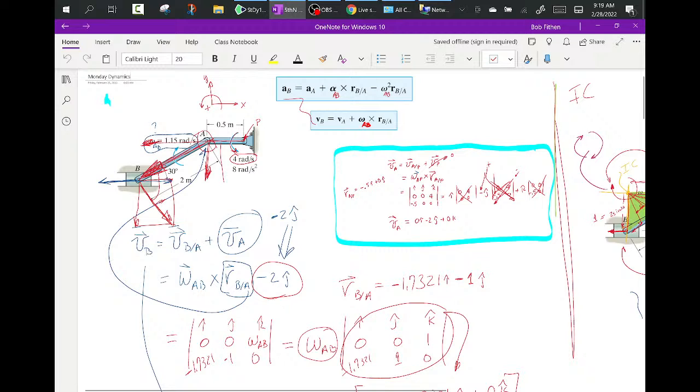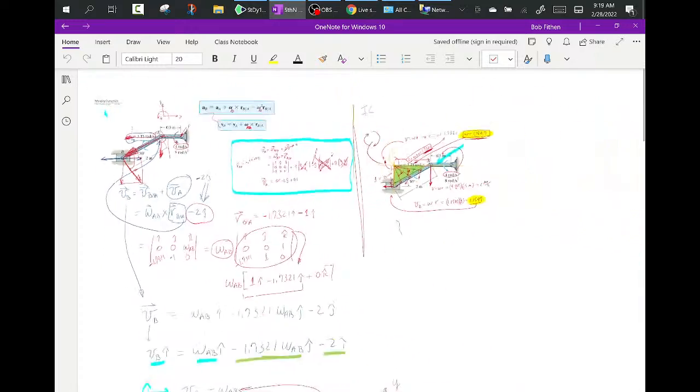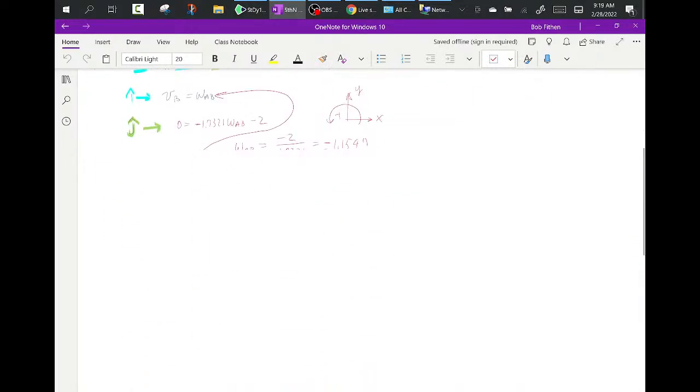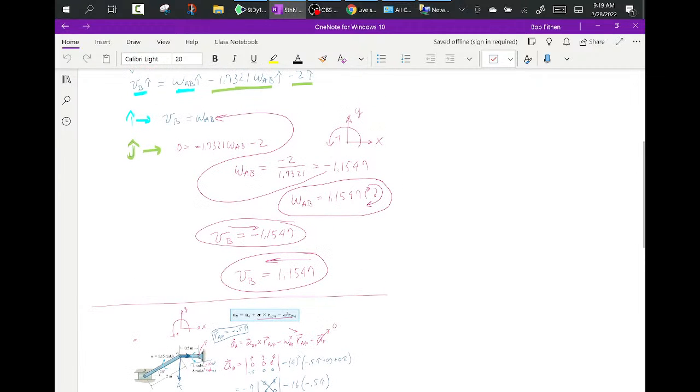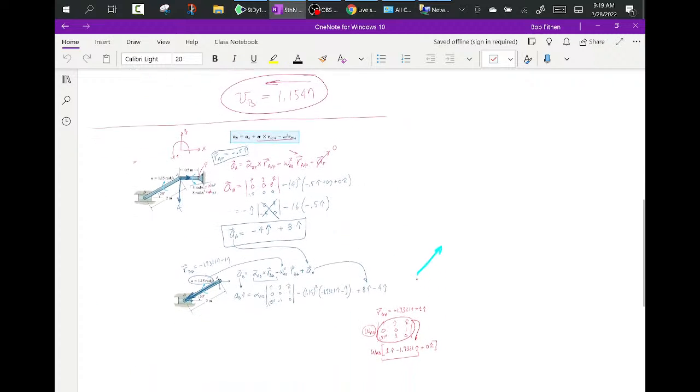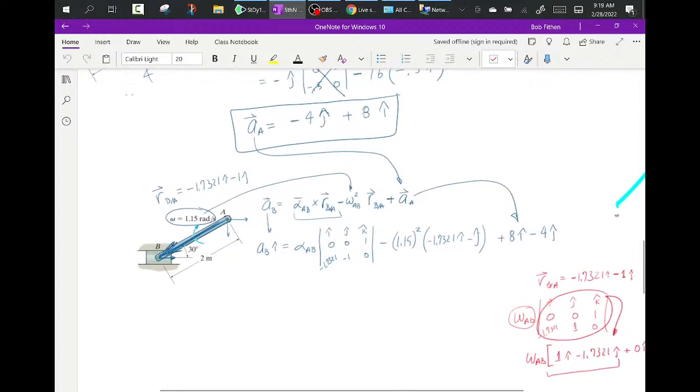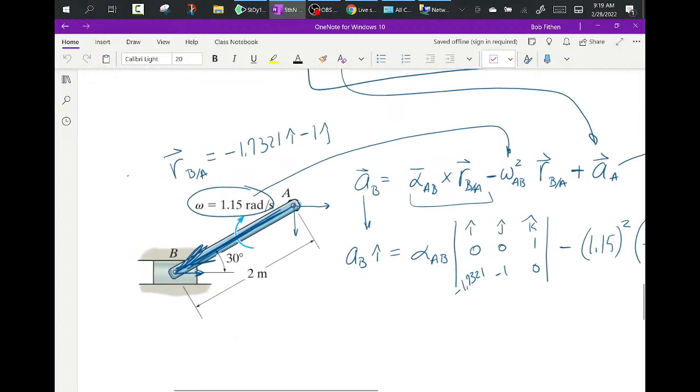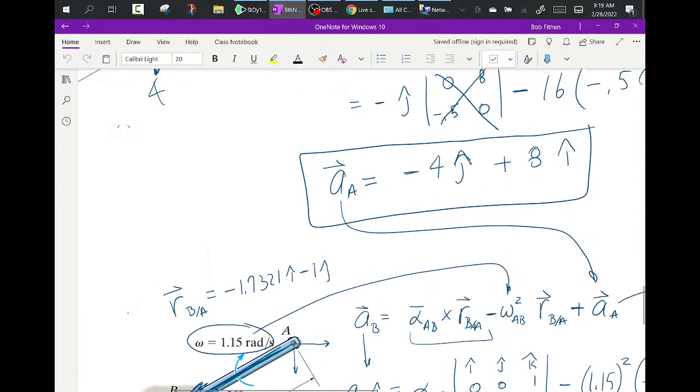Okay, so if you saw Friday's thing, I was in the middle of working this one, and I sort of dropped out near the end, and I think I left it hanging, so I need to figure out where I was. Doing accelerations, I got down to this point, because I was doing accelerations about this link AB.